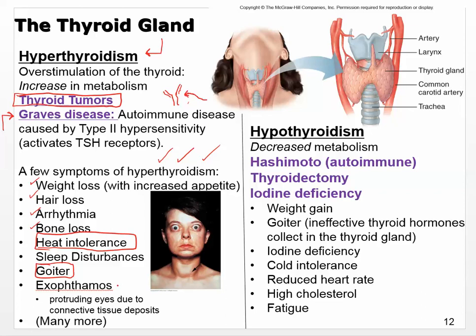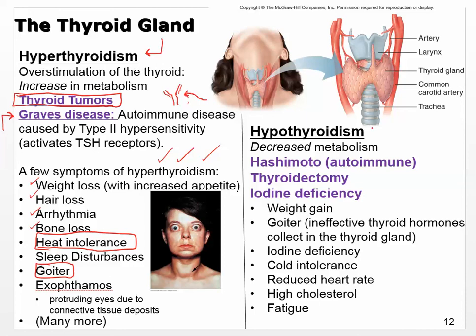Okay, exophthalmos, which is what we see here with the eyes. So that's an increase in connective tissue. I don't know if it's collagen, but some kind of fibrous tissue around the eyes, behind the eyes, and it causes the eyes to push out. So this person isn't surprised. They're not opening their eyes on purpose. Those are just the eyes sort of popping out from the back. And there are lots of others.